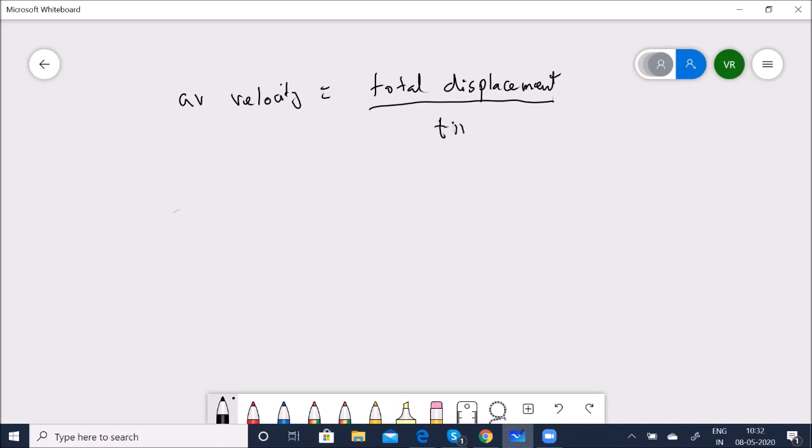But students tend to make mistakes when it comes to circular motion. Here we'll have to take the displacement because it is velocity. It is the velocity being asked. So average velocity is equal to total displacement by time taken.